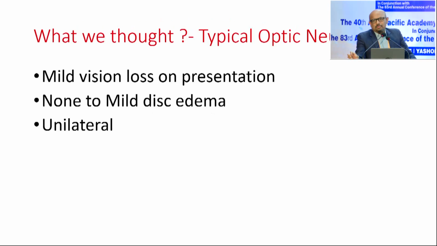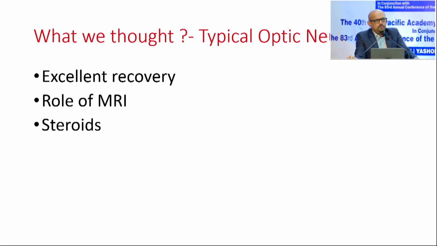We also thought that most of these patients would have reasonable retaining of vision when they present to us. Most of these optic neuritis would be retrobulbar neuritis, no disc edema, and it is unheard of, according to the older literature, that optic neuritis will be bilateral. We also thought that all these patients would recover whether we intervene or we don't intervene. At the end of 6 weeks, whether we give steroids or don't give steroids, all the patients with optic neuritis will recover good vision. Role of MRI, if the patient can afford, do MRI. Otherwise, if you don't do MRI, it's all right. And steroids, again, same thing. You give steroids, great, the recovery will be faster. If you don't give steroids, it's all right.